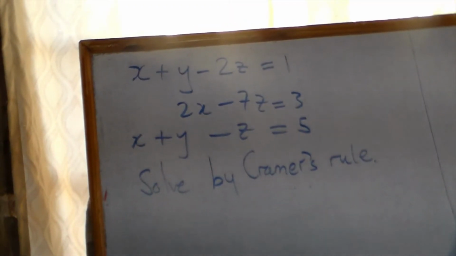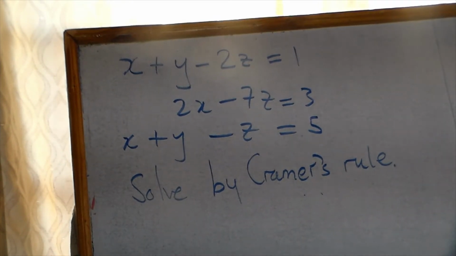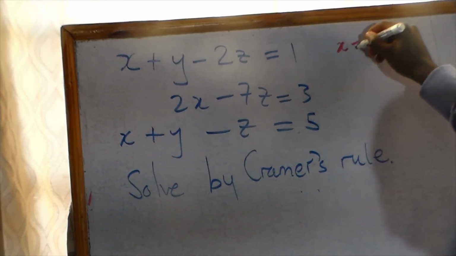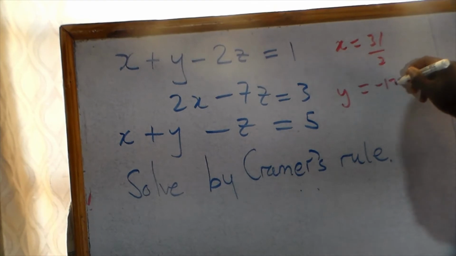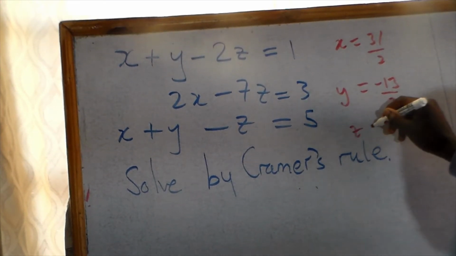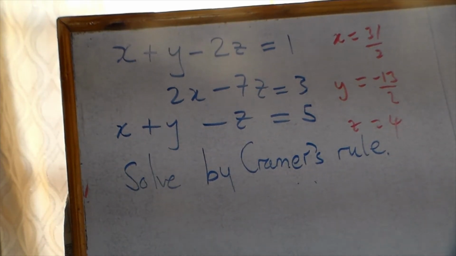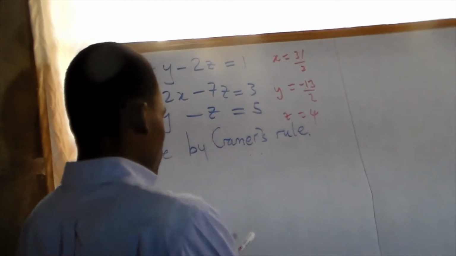So the numerical answer for the x value is x equal to 31 over 2. y is equal to minus 13 over 2, z is equal to 4. Okay, so now we can see how these values have been found.